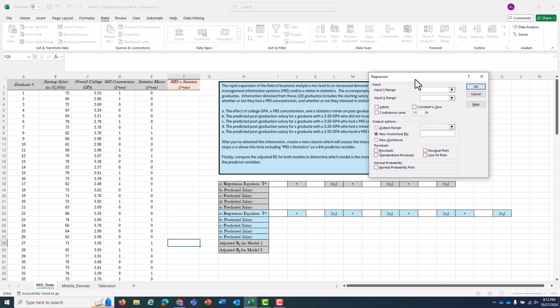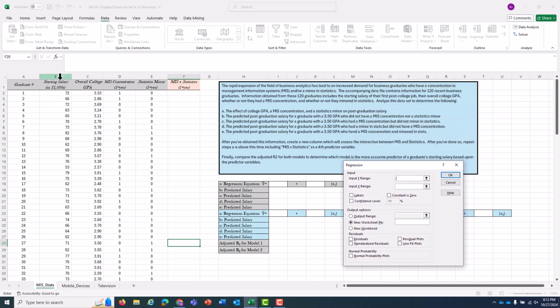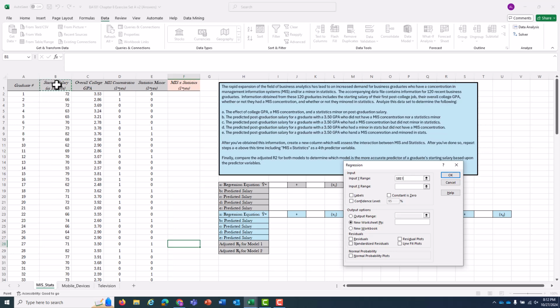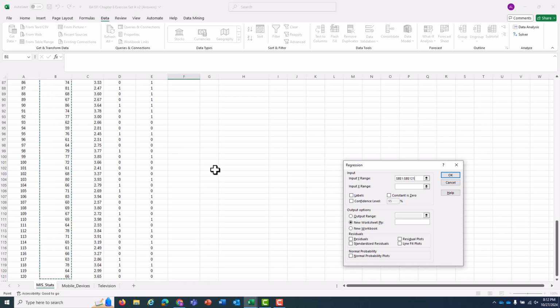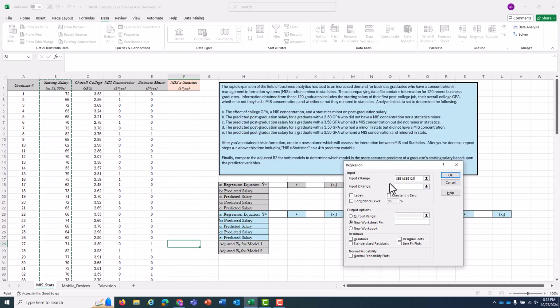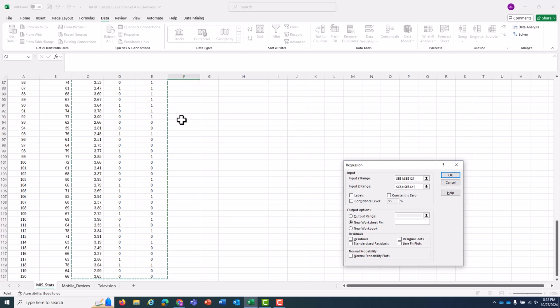My Y range, the thing I'm predicting for, is what their salary is going to be upon graduation. So I'm going to grab the entirety of column B, their starting salary. There should be 120 rows, so it takes you from B1 down to B121. And then my X's are the predictor variables that are going to help us determine what their starting salary should be. It's the entirety of columns C through E in this case: the overall college GPA information, the MIS concentration information, and the statistics minor information. I throw all that in there. It should be C1 to E121. And I use the header, so I'm going to put labels in.